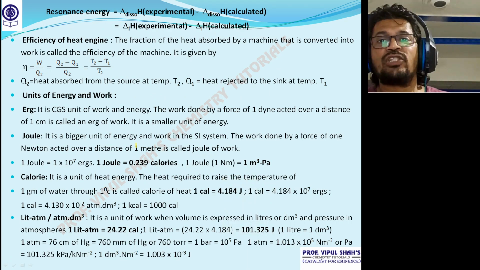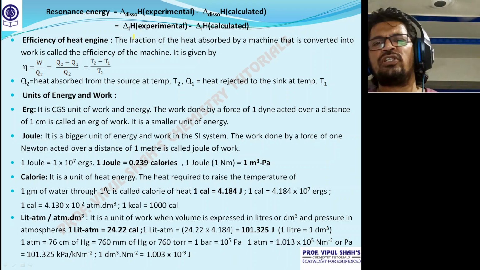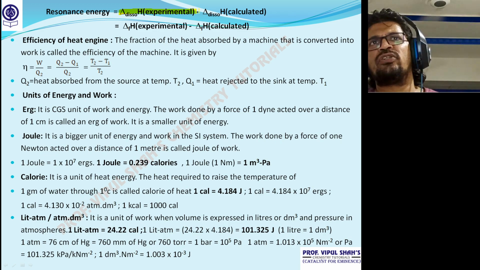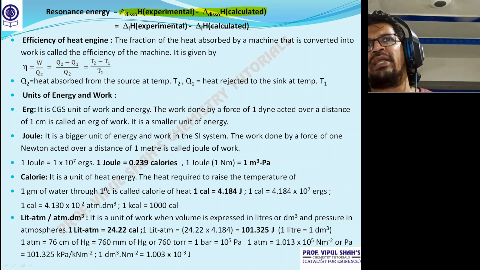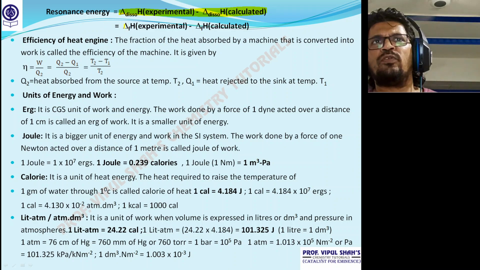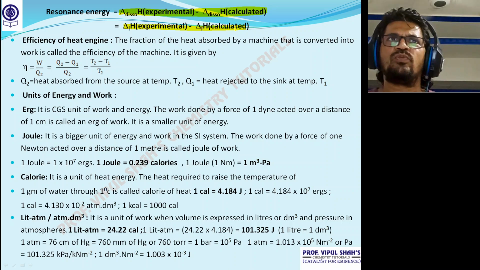Then we have resonance energy. What is resonance energy with respect to the resonating structure? That is delta H of dissociation experimental minus delta H of dissociation calculated. So it's basically dissociation, that is breaking the bonds, experimental minus calculated, or with respect to formation value, it's experimental minus calculated. All right, that's one.